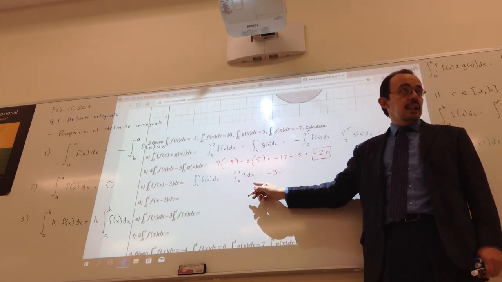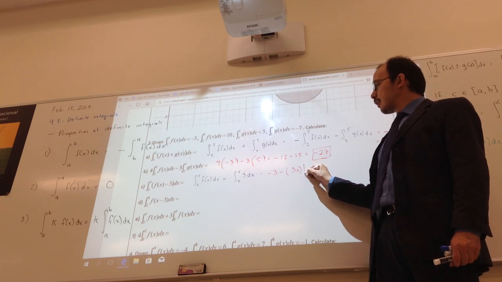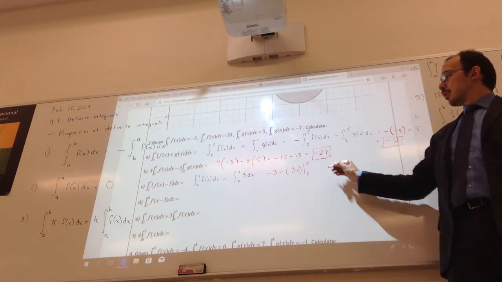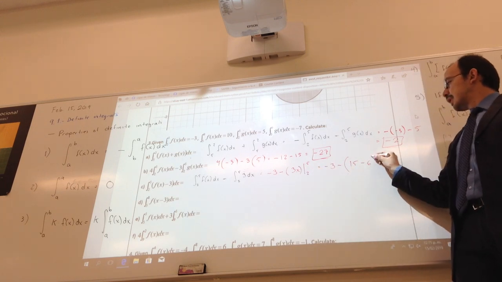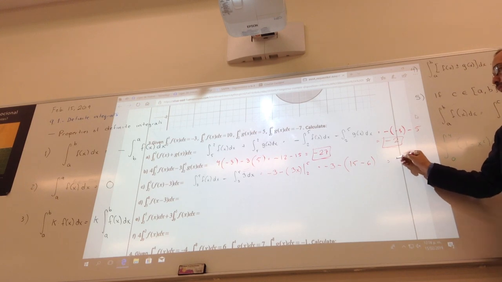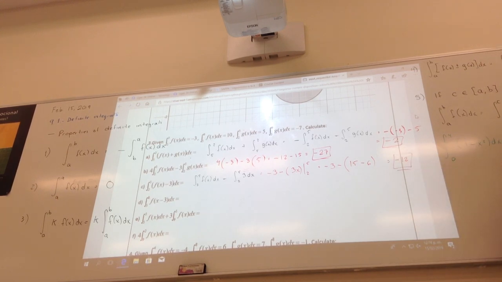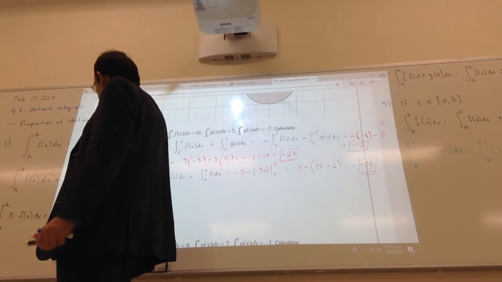Not here, but this one I need to integrate. The integral of 3 can be done. It's 3x evaluated from 2 to 5. So it's going to be minus 3 minus what? 3 times 5, 15, minus 3 times 2, 6. So 15 minus 6, 9. Minus 3 minus 9. That's my solution. Okay, so far? Yes. Okay.